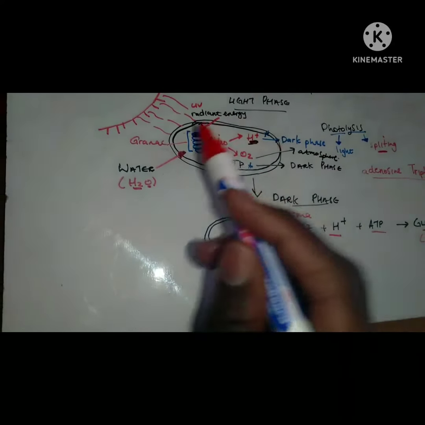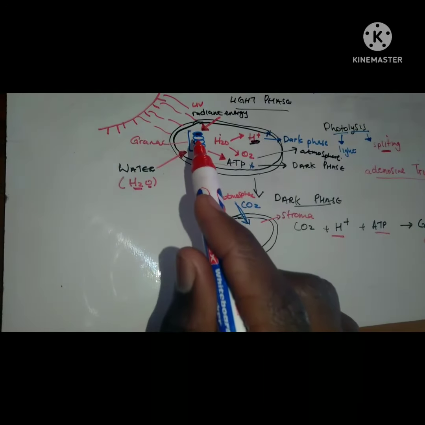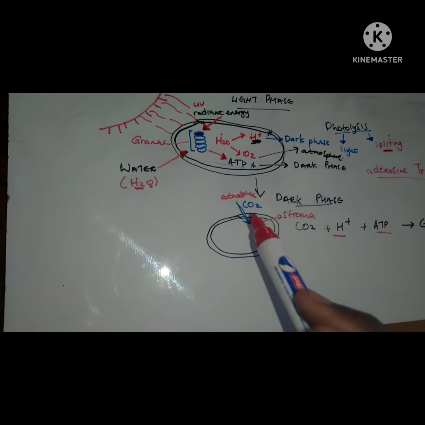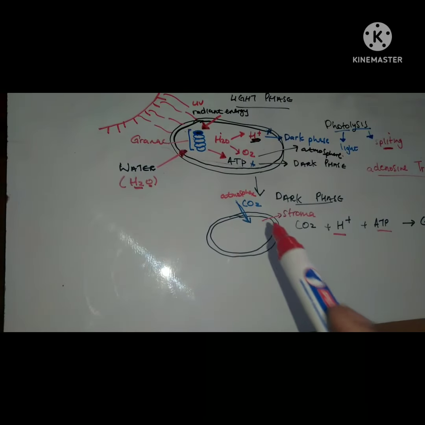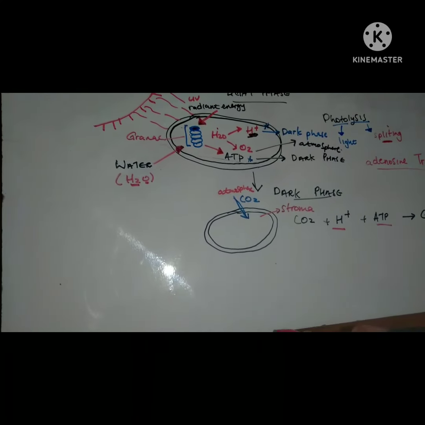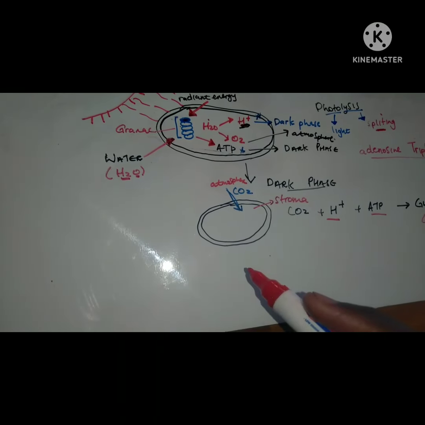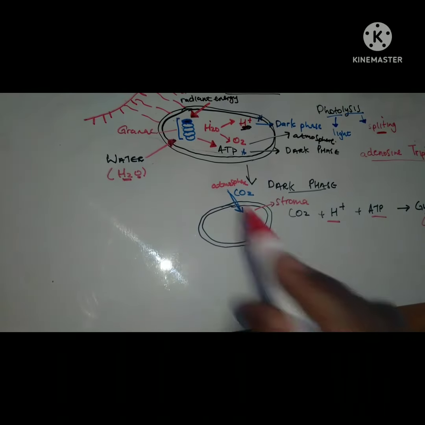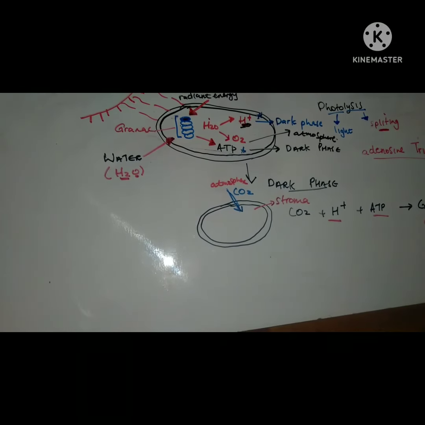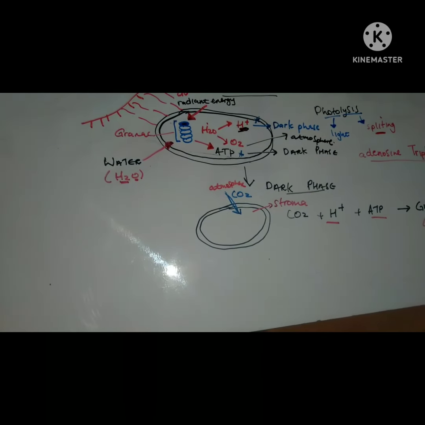Reason being, in the grana we find chlorophyll, and chlorophyll only absorbs or traps radiant energy and water. In this case, we do not have radiant energy. How can it be trapped in the chloroplast? It cannot. Therefore, it will happen in the stroma. So the stroma, that liquid part, is where the dark phase of photosynthesis takes place, otherwise known as the site of dark phase of photosynthesis. Then that's practically all.